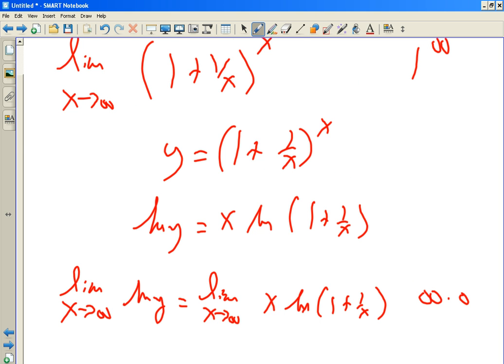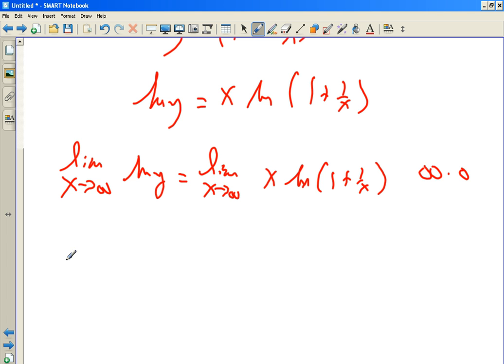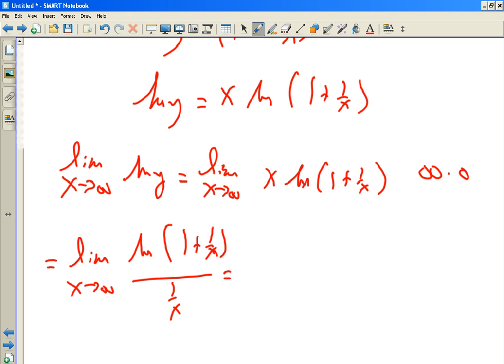But we've seen that. Divide by 1 over x. Good. So this is the limit as x approaches infinity of the ln of 1 plus 1 over x over 1 over x. All right, now what do we got? As x gets huge, 1 over x becomes 0. 1 plus 0 is 1. Ln of 1 is 0. And 1 over x also goes to 0. This is now L'Hopital's form. 0 over 0 or infinity over infinity works as L'Hopital. So differentiate the top.